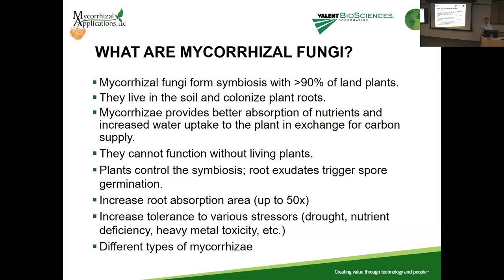Normally the plants control this symbiosis. When the plants are under stressful conditions like drought stress or nutrient stress, they produce root exudates that trigger mycorrhizal spores to germinate. This is how the symbiosis starts to form.